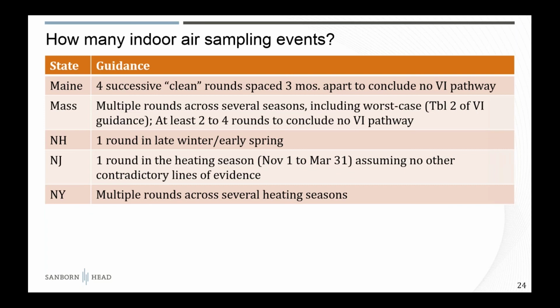And this is a cross section from the NEWMOA members, what they recommend for how many indoor air samples to collect. And you can see it spans from one round in the heating season in New Hampshire to multiple rounds across several heating seasons in New York. So clear lack of consensus on how many samples to collect. Maine is at least more specific in saying that to close out the site, you need 4 successive clean rounds spaced 3 months apart to conclude there's no VI pathway.